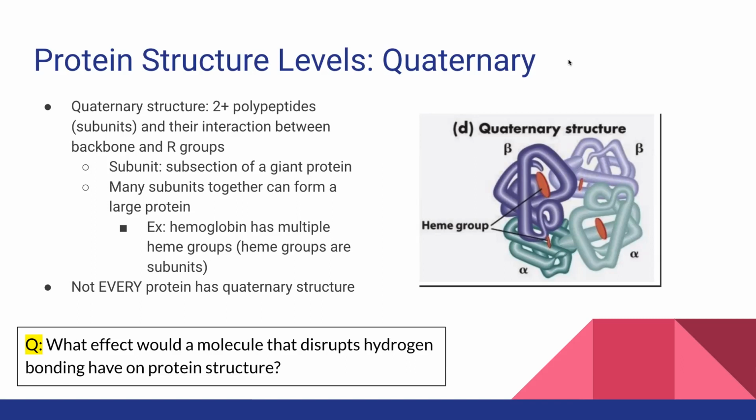Okay. So many subunits together can form a very large protein. Hemoglobin's a good example, insulin's a good example. There are plenty of different proteins that are made up of different subunits. And though very important, tertiary and quaternary structure are not the same thing. Though every subunit exists in its tertiary structure, not every single protein will have quaternary structure.